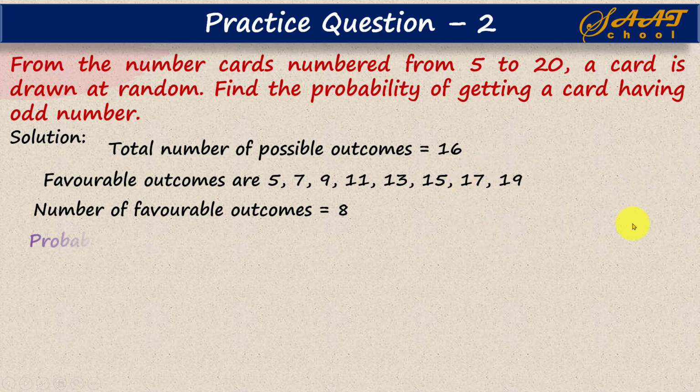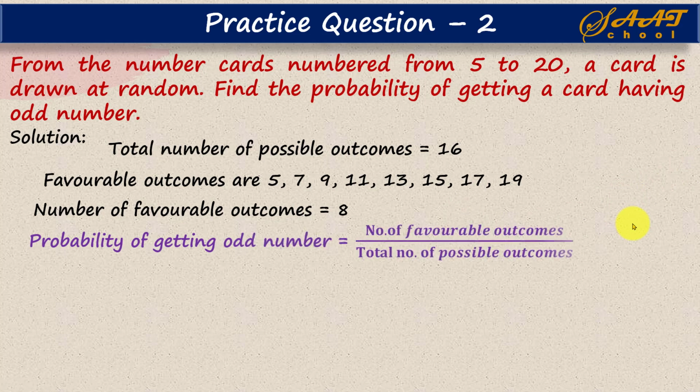Now we have a relation for finding the probability. We divide the number of favorable outcomes by the number of possible outcomes. In this case we have 8 favorable outcomes and 16 possible outcomes. So if you divide, that would be 1 by 2. So this is the probability of getting an odd number. Now let's move forward.